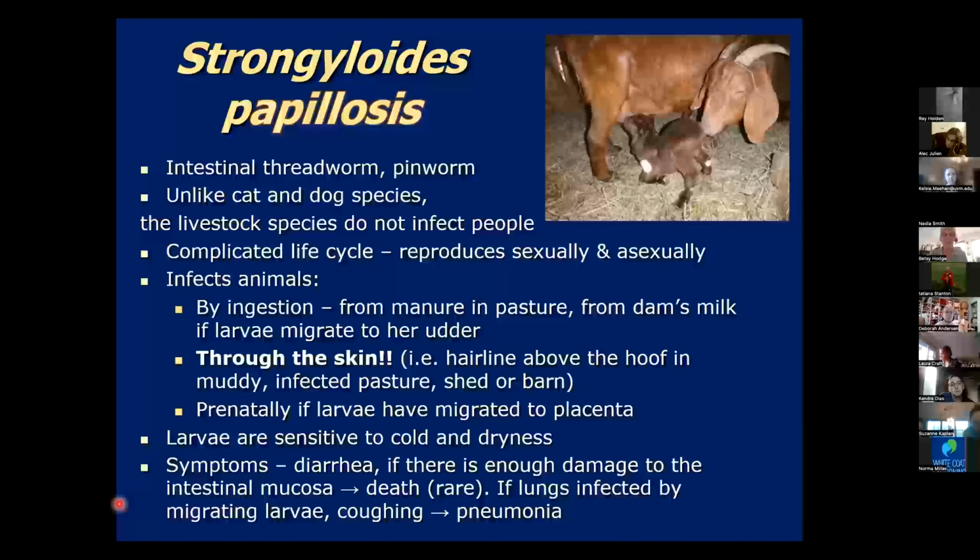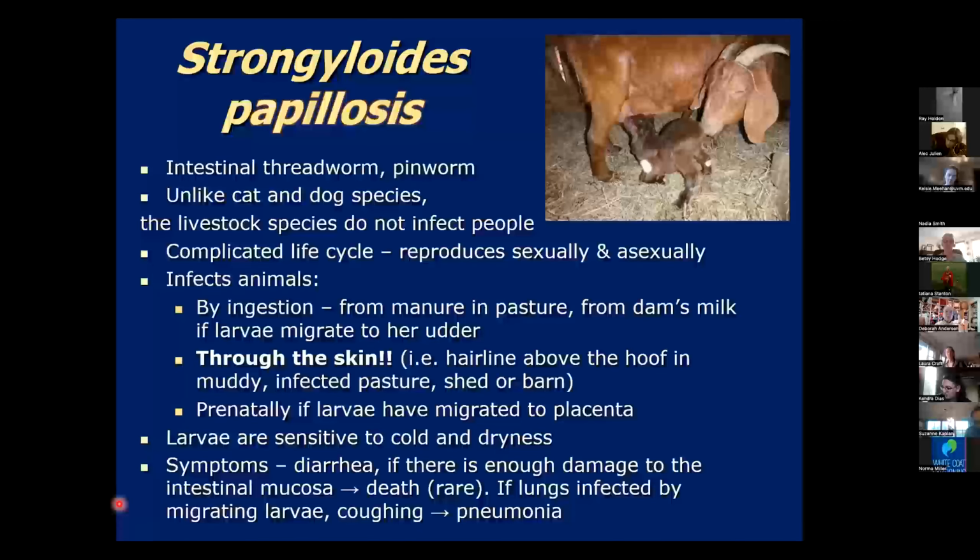It can infect them by ingestion from the manure in the pasture, from the dam's milk if the larvae migrate to her udder. So the babies can be getting it there, through the skin besides, and the hairline just above the hoof. So if it's muddy, which most of us have had a lot of mud here recently, until the last few days when it's been really nice. And if the pasture's infected or it's in the manure and it can get along the edges of their hooves, it can actually get in through the skin. And it can get in prenatally if the larvae have migrated to the placenta. So they're pretty crafty little buggers.